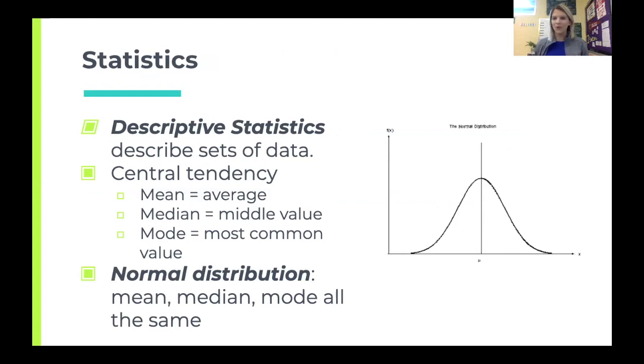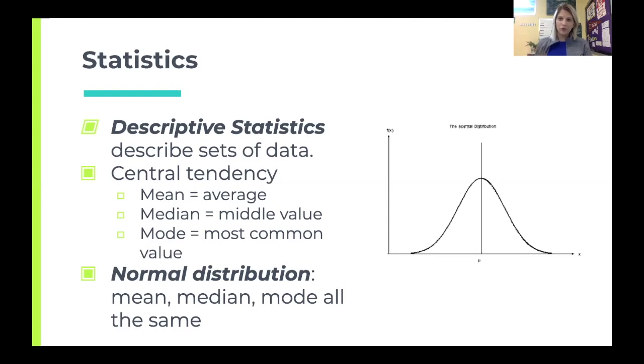And now for the part where math meets social studies. Statistics. So descriptive statistics just describe sets of data. And some types of descriptive statistics are measures of central tendency, which you've probably heard about in your math classes or your science classes already. The mean just refers to the average. Median is the middle value. And the mode is the most common value.